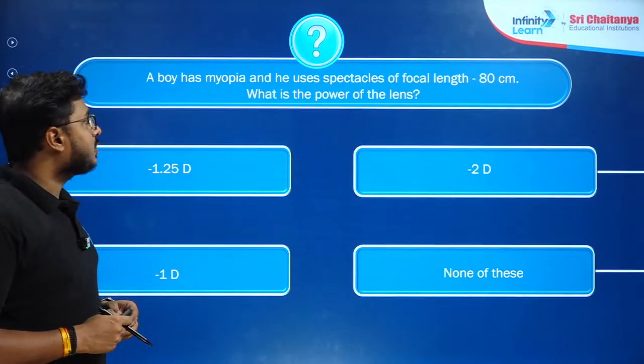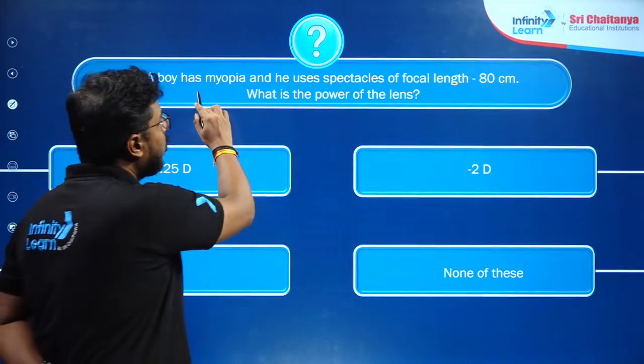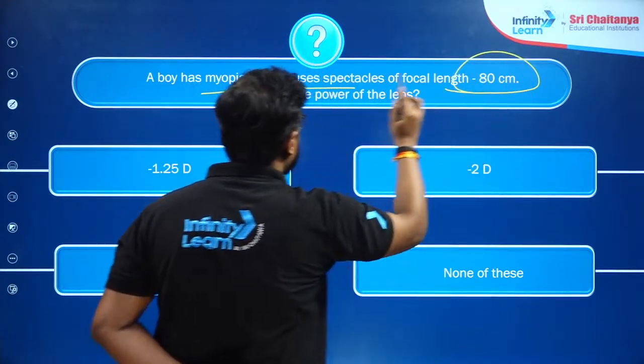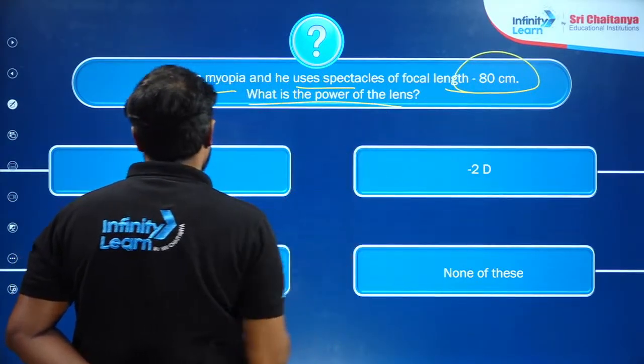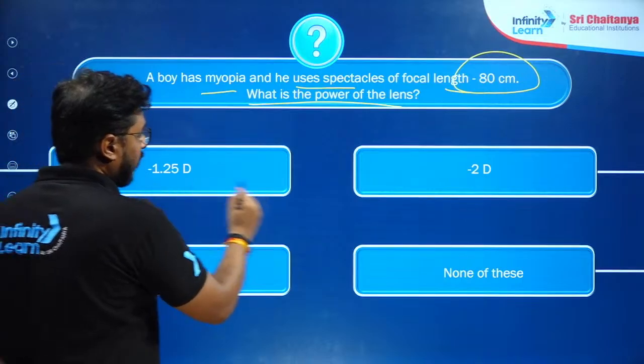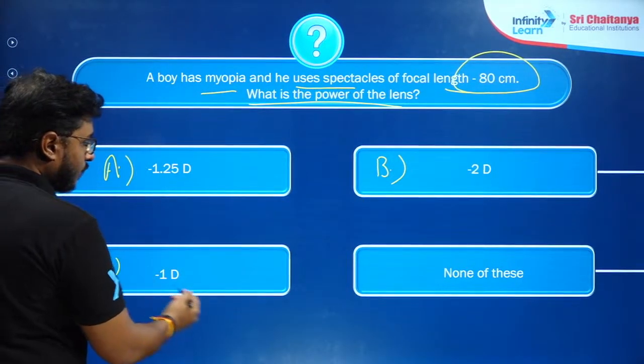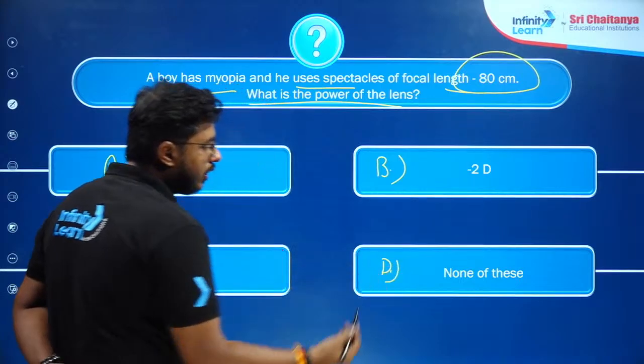Moving ahead, the next question here: a boy has myopia and he uses specs of focal length minus 80 centimeter. What is the power of the lens? Option A, minus 1.25 diopter. Option B, minus 2 diopter. Option C, minus 1 diopter. And option D, none of these.